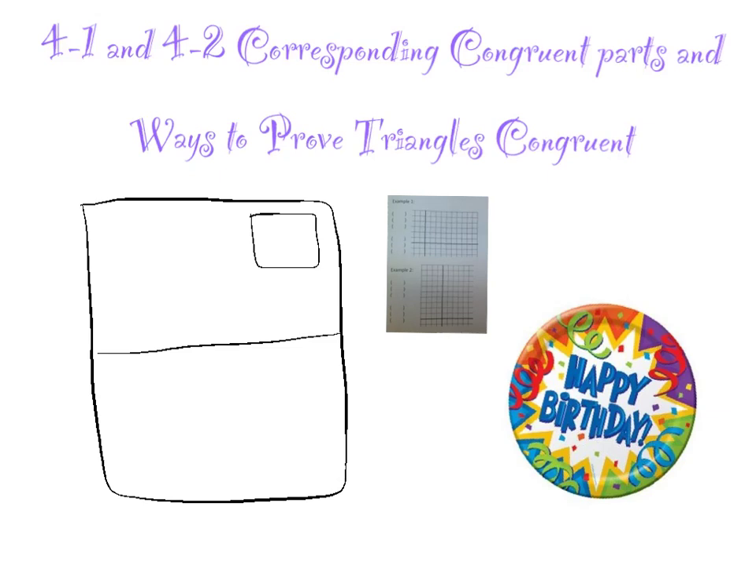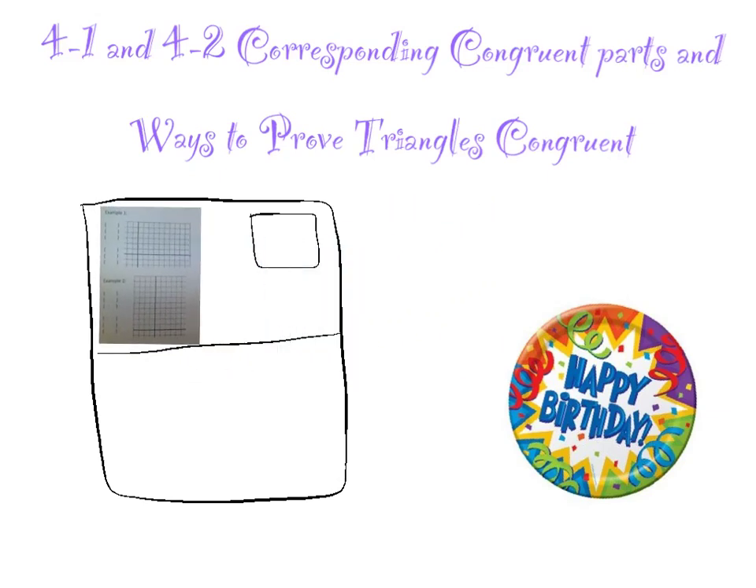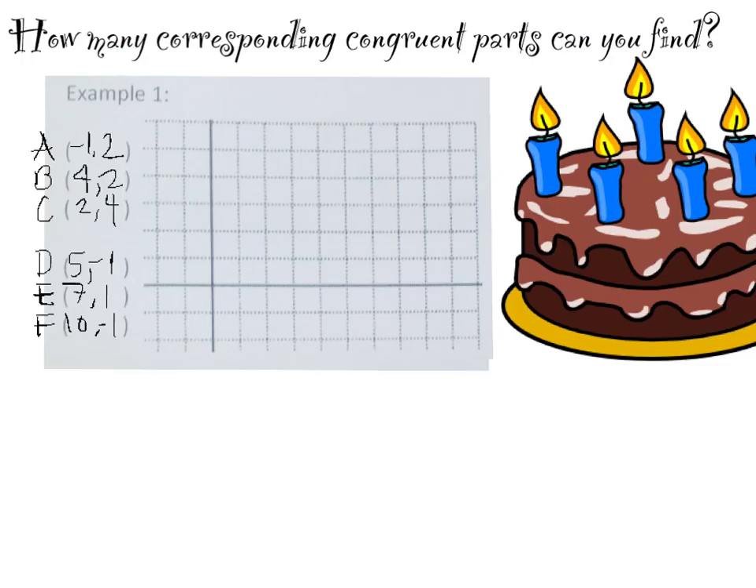And while we're talking about your birthday, why don't we also talk about 4-1, 4-2, corresponding congruent parts, and ways to prove that triangles are congruent. Well, the first thing you're going to need to do is make sure you've grabbed a graphic organizer. It's going to go on the top half of your page. And we'll be going over example 1 and 2 using that graph paper. Make sure your daily agenda is in there also.